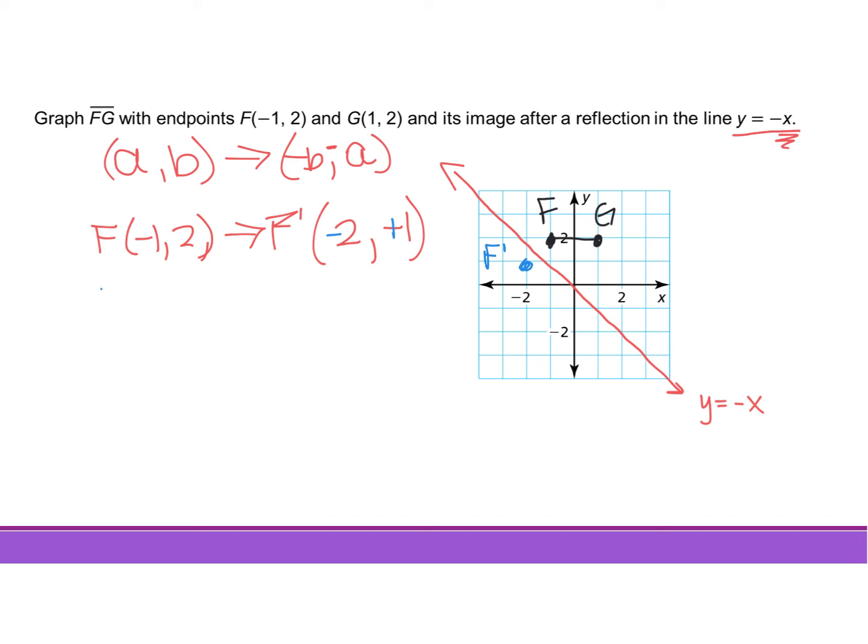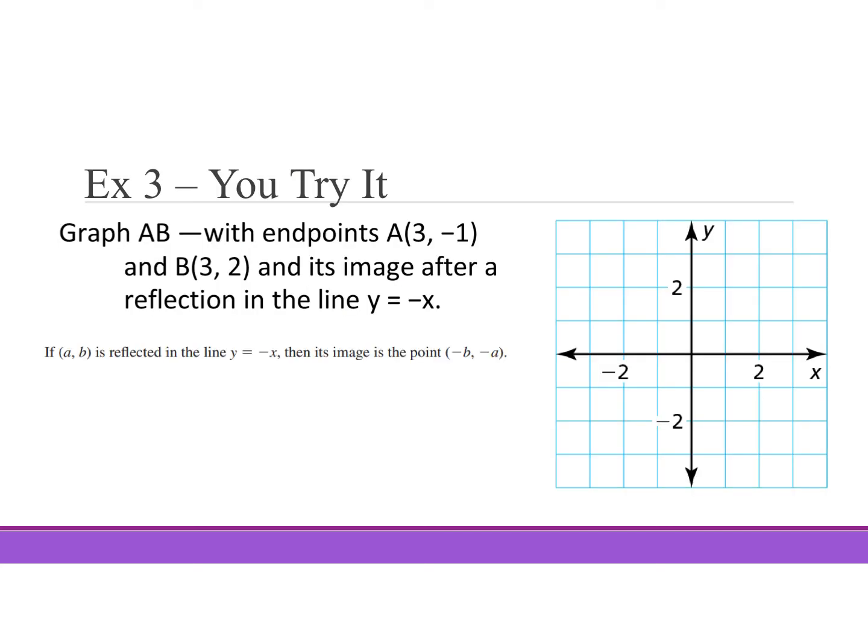Likewise, for my G coordinate, G started out at 1, 2. And when I go to do my G prime, I'm going to flip-flop my 1 and 2. And because it's over the line y equals -x, I also have to change their signs. So G prime now is going to become -2, -1, or G prime. And I'm going to connect these 2 points. This here is the last example that you're going to try on your own for today. Please pause the video and come back and double check your work.